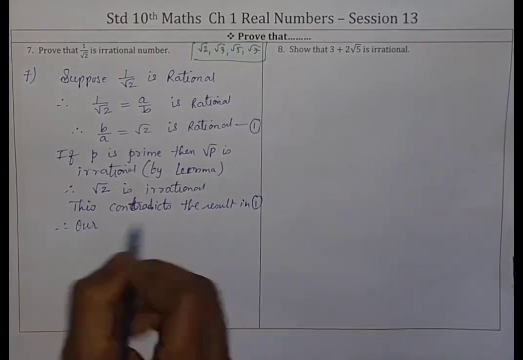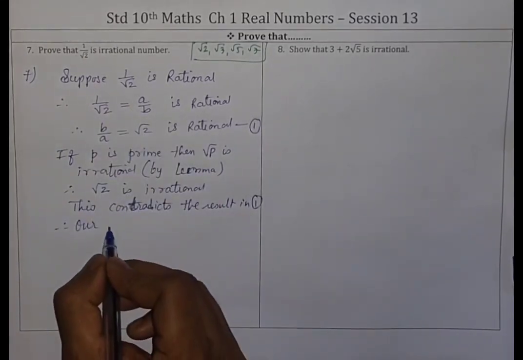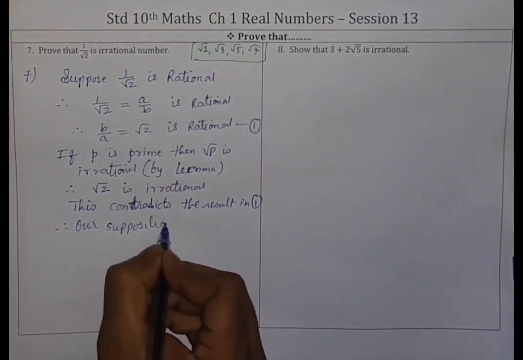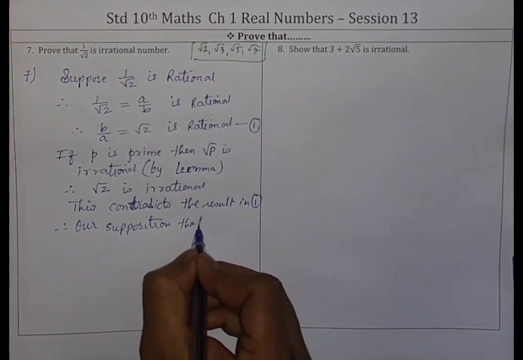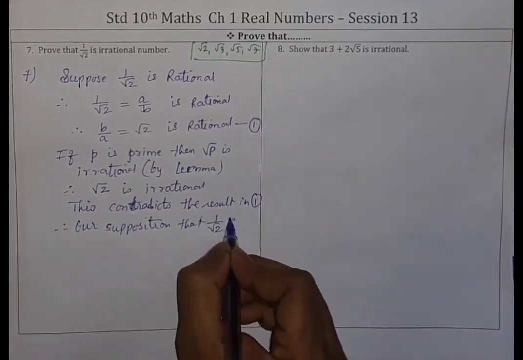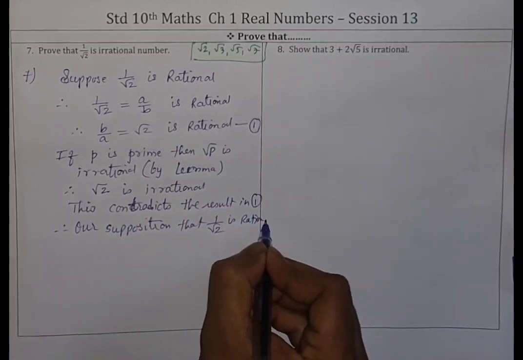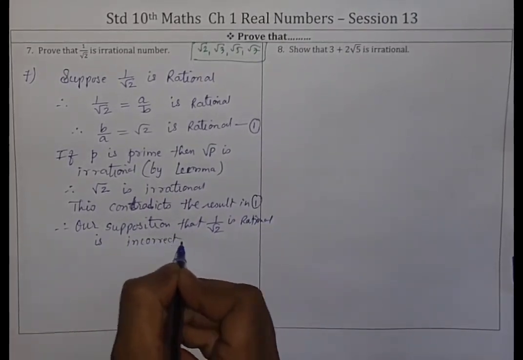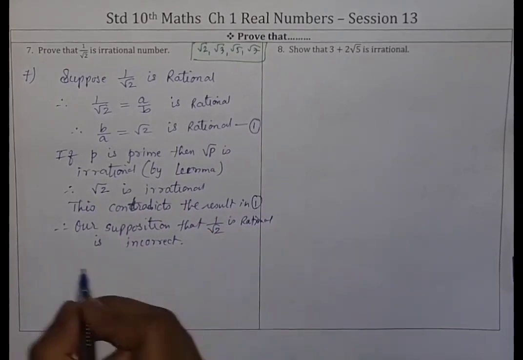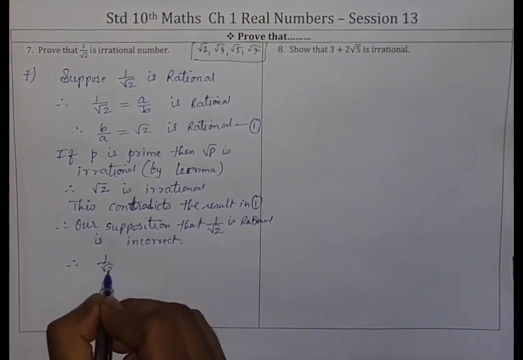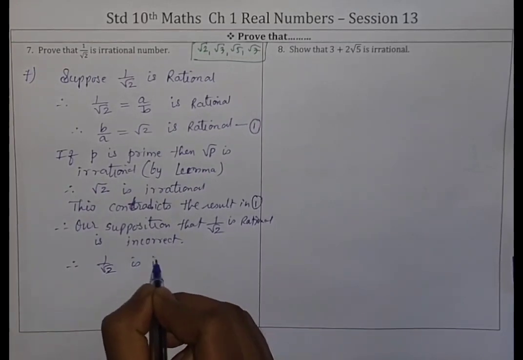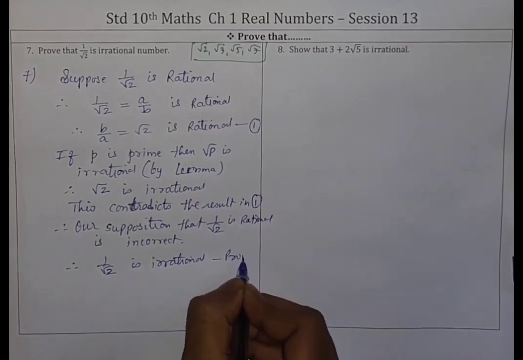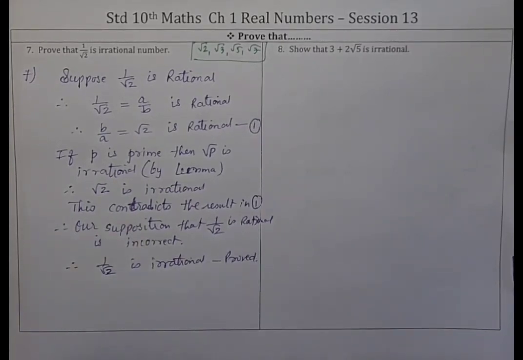Therefore, our contradiction aaya, so our supposition is wrong. Therefore, our supposition that 1 upon root 2 is rational is incorrect. If this statement is incorrect, then what is correct? Therefore, 1 over root 2 is irrational. Proved. Clear, children? Bada aasan sa hai.